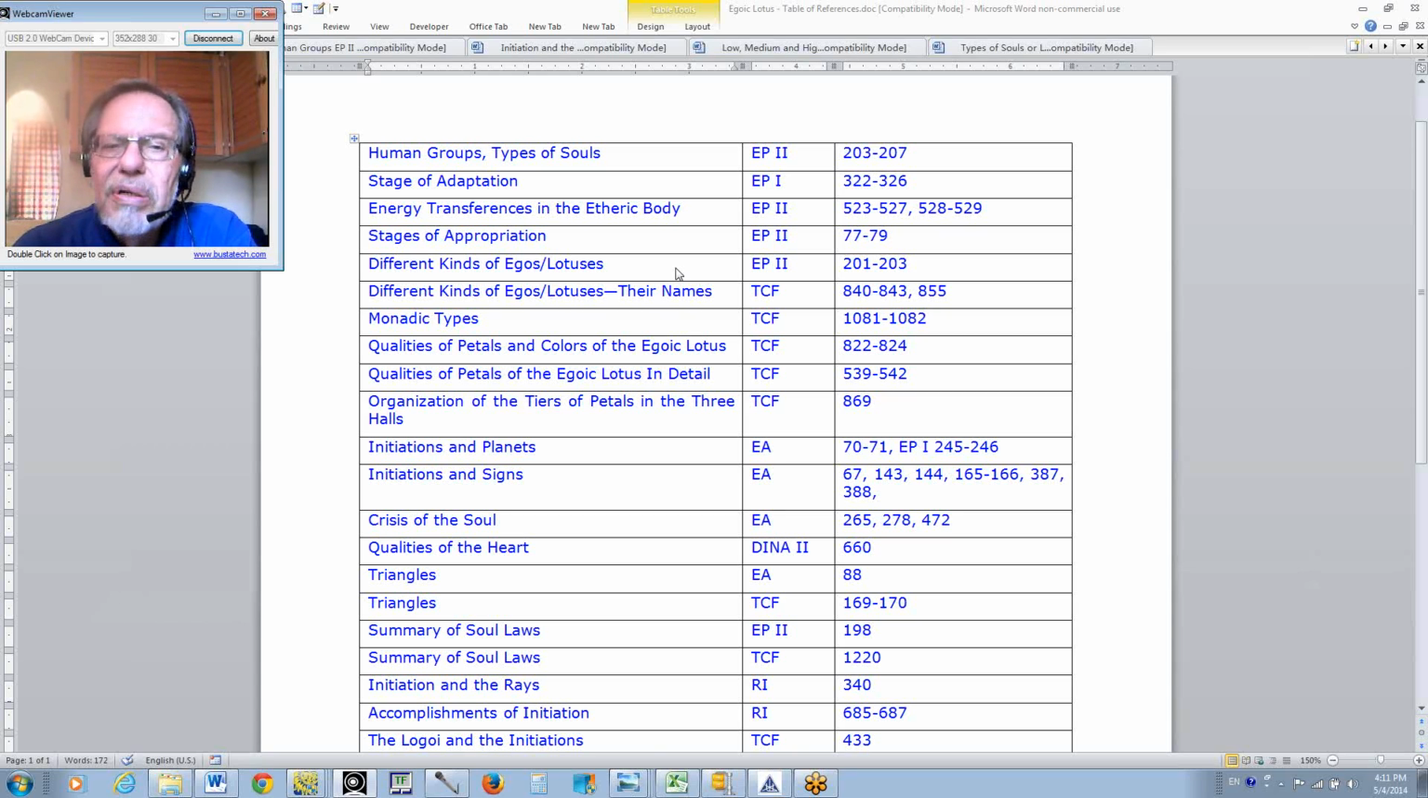Now, I certainly don't have the last word on these types, but they have different names, and these names can tell us something about the egoic lotuses representing these types. We'll look at the qualities of the petals of the egoic lotus in detail. I have a very large document which has been gathered over many years, waiting for some sort of synthesis. It usually takes days to go through in an esoteric psychology class or a cosmic fire class, and we will go through it meticulously. We'll talk about the organization of the tiers of petals in the three halls.